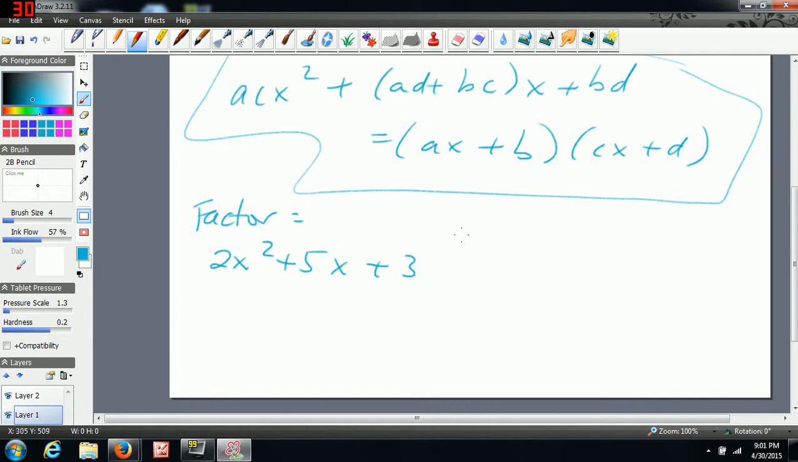So you're going to think of two numbers that add to 5, the middle term, and then multiply not to 3, but to 2 times 3, which is 6. So two numbers that would be positive 2 and positive 3.